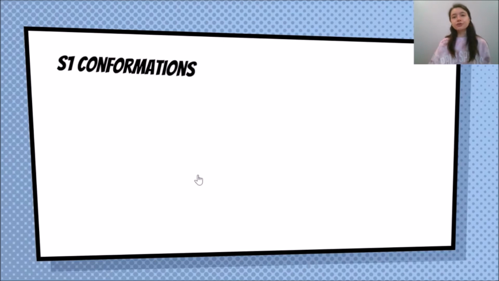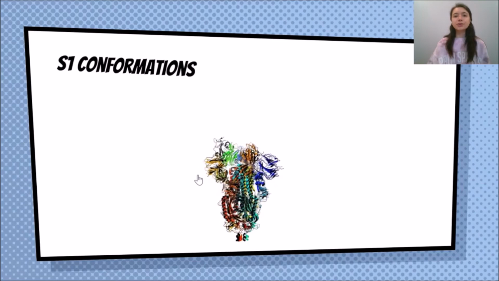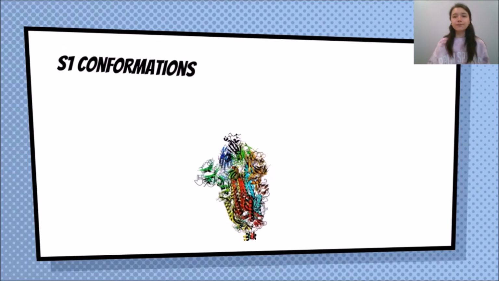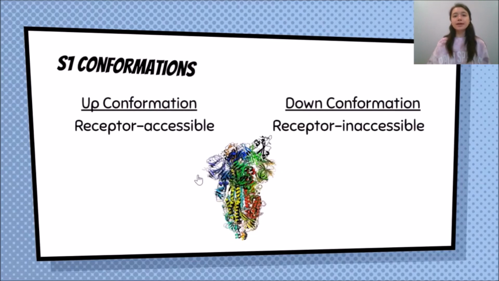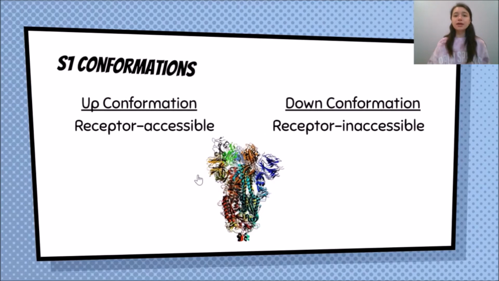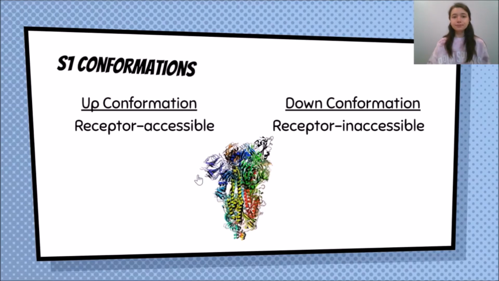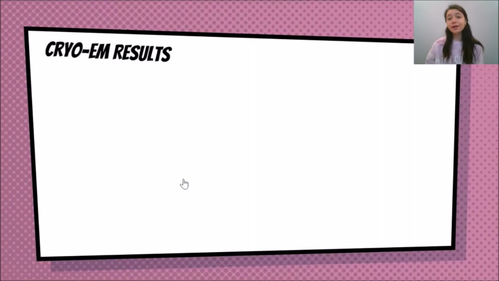And before I share the results of the experiment, I'd like to define a couple of terms regarding the S protein. The receptor binding domain of the S1 protein is capable of undergoing conformational movements that hide or expose determinants of receptor binding. These two states are the up and down conformations, where up corresponds to the receptor accessible state and down corresponds to the receptor inaccessible state. So now I can go on to share the results of the experiment.